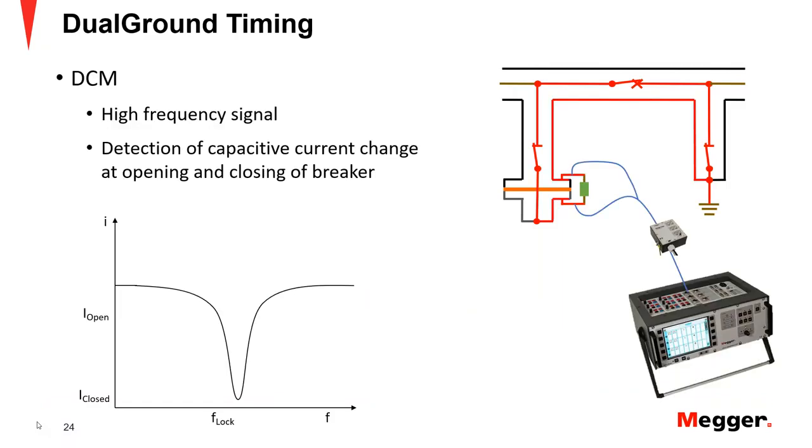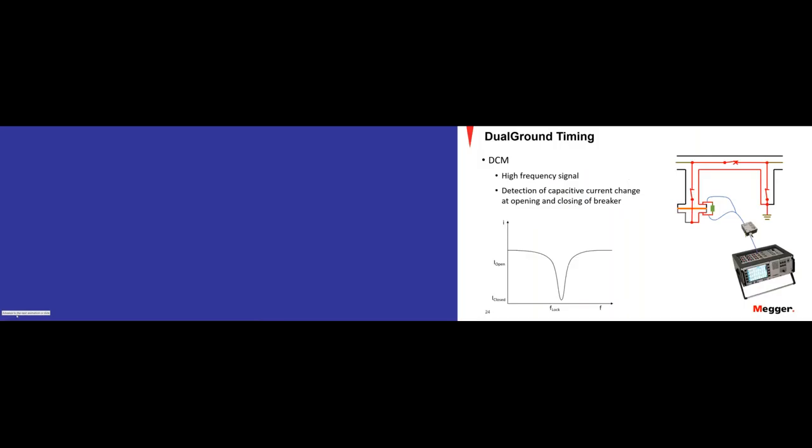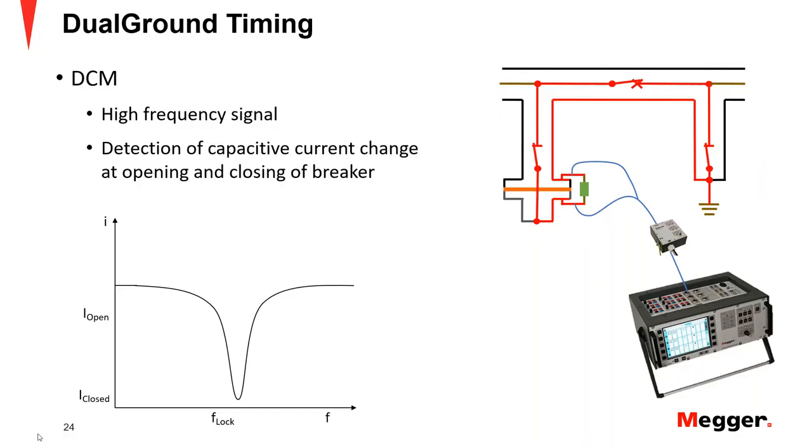What this method will use is a high frequency signal. That's why we need that extra box, the DCM box. In general, we're not going to go into the specifics, but the method will use the detection of capacitive current to determine the state of the breaker when the breaker is closed and when the breaker is open. As you can see in the diagram, the ground link is not removed.